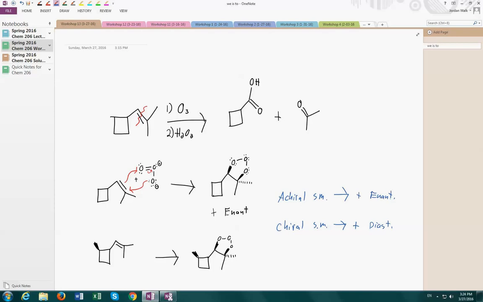Or I could say, draw the mechanism for ozonolysis. But again, this is pretty much all we've learned in terms of the mechanism of ozonolysis, so it's unlikely that I would ask that on exams. It's relatively straightforward.